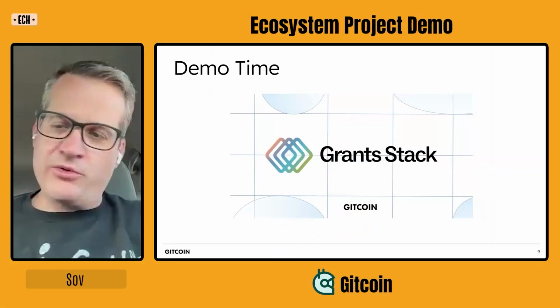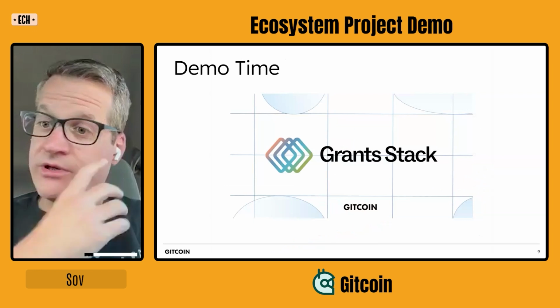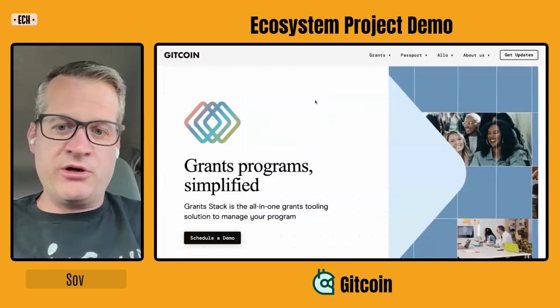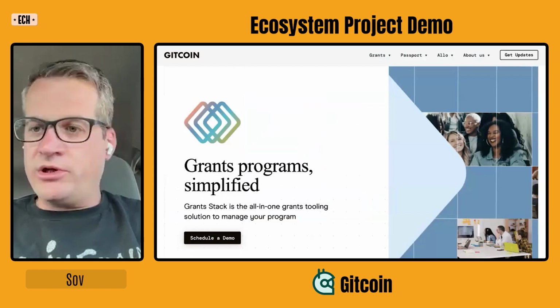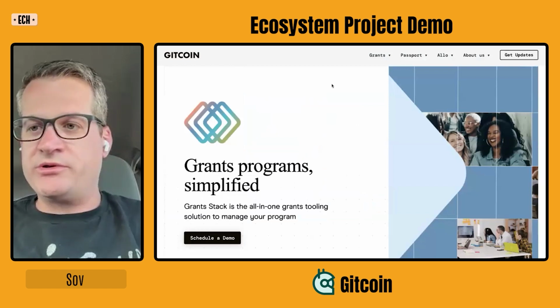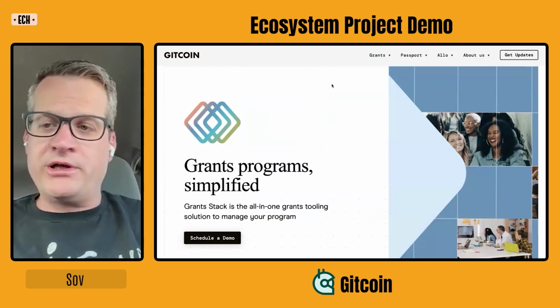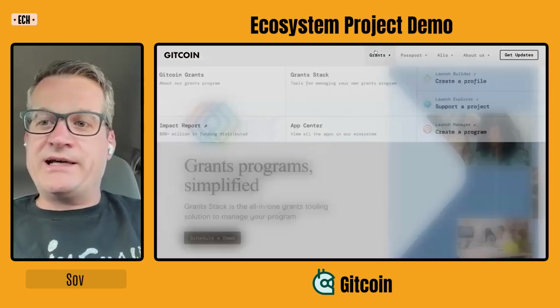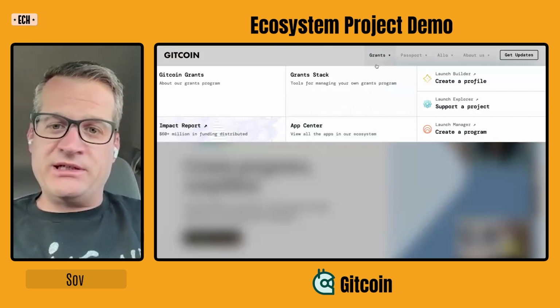From here, I'd like to go into a demo and show a little bit of the stack that we've built. I'll exit out of presentation mode here and jump into GrantStack. So anyone can go to gitcoin.co/GrantStack and check out the tool. It's fully permissionless. It's built on top of the Allo protocol that I mentioned, so you don't need Gitcoin's permission to use this. GrantStack is a stack of 3 different things at its core.